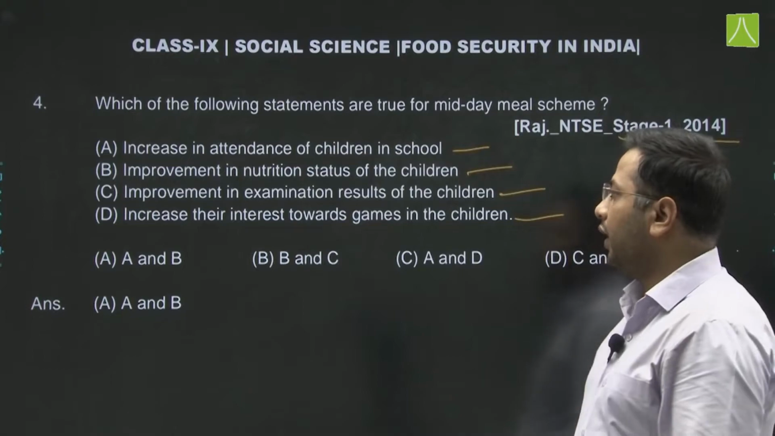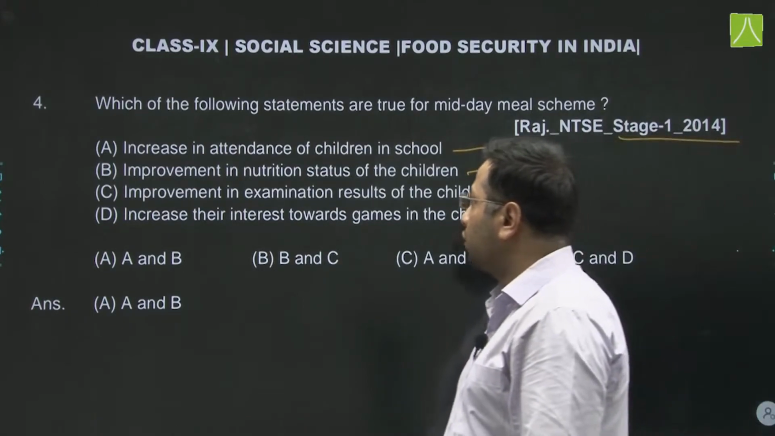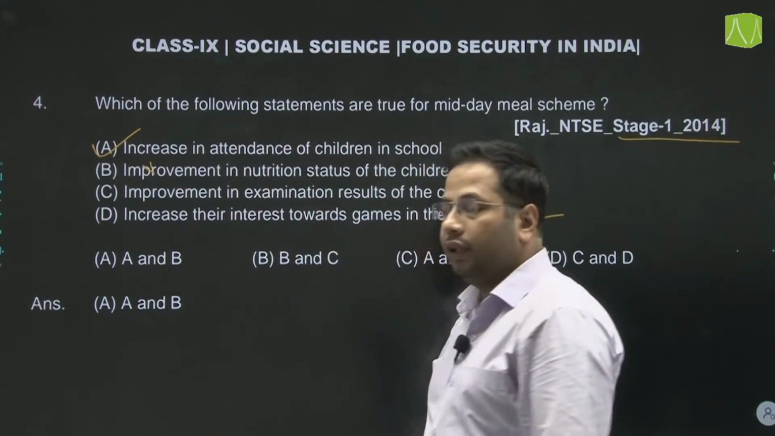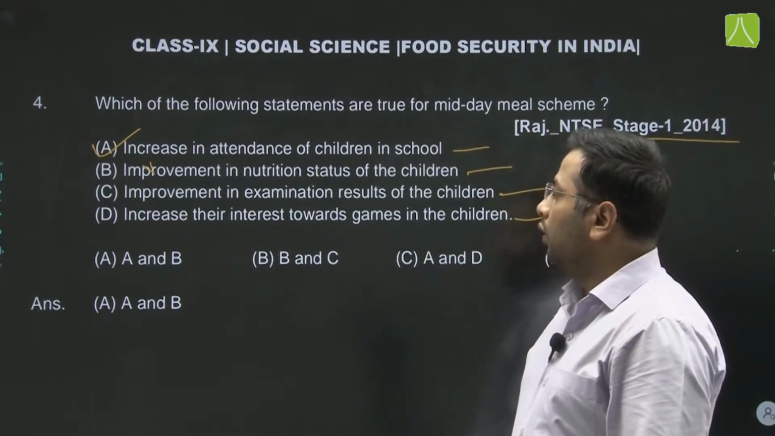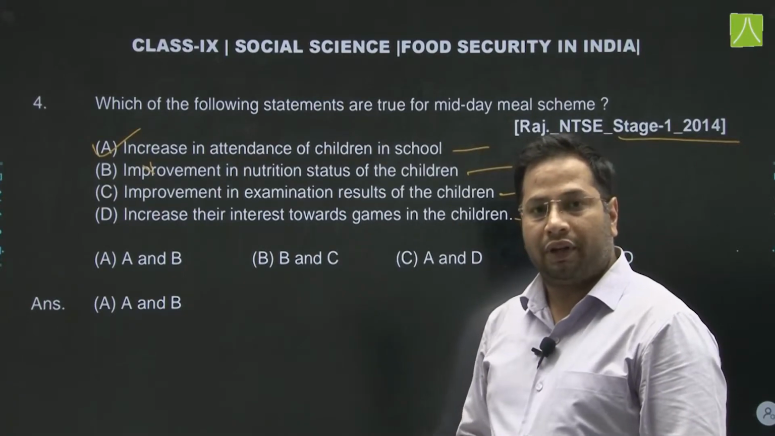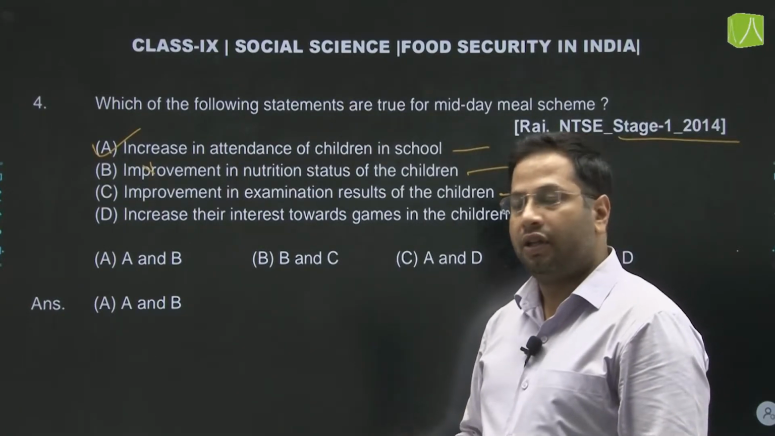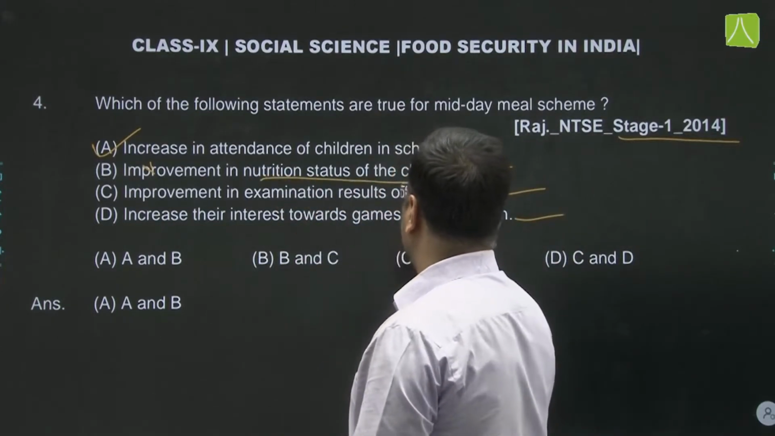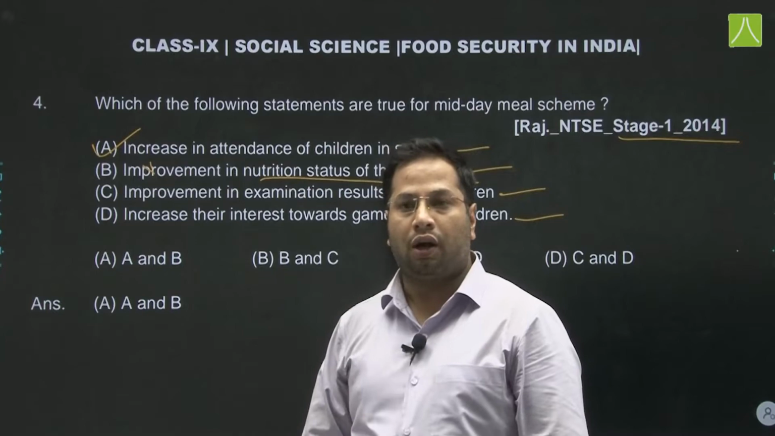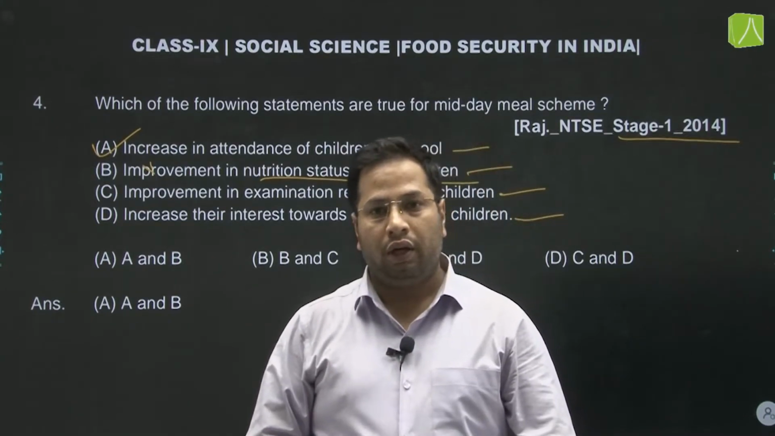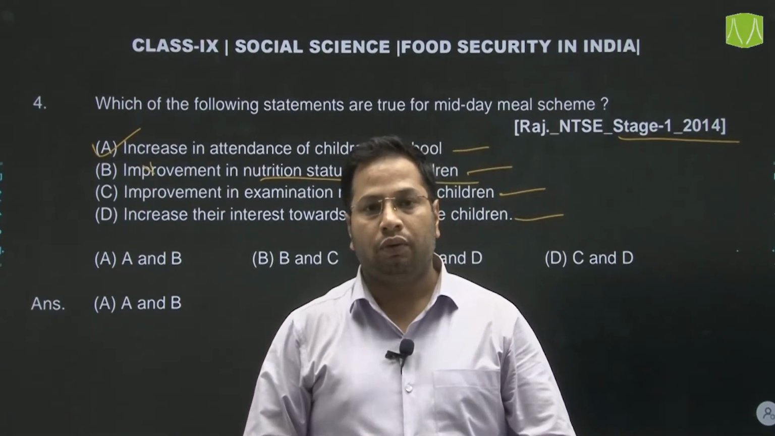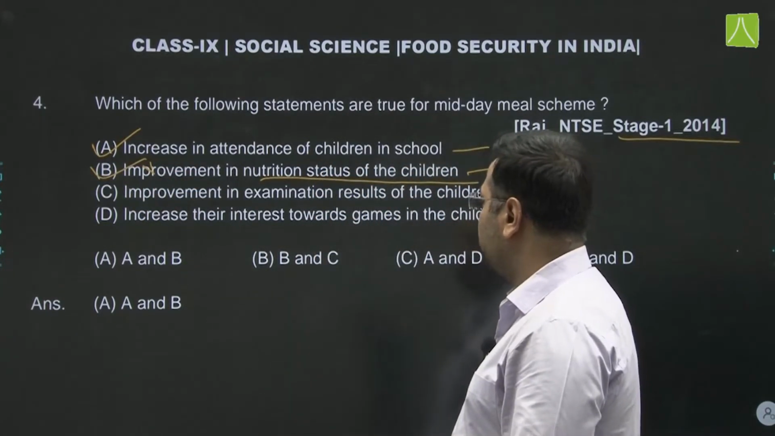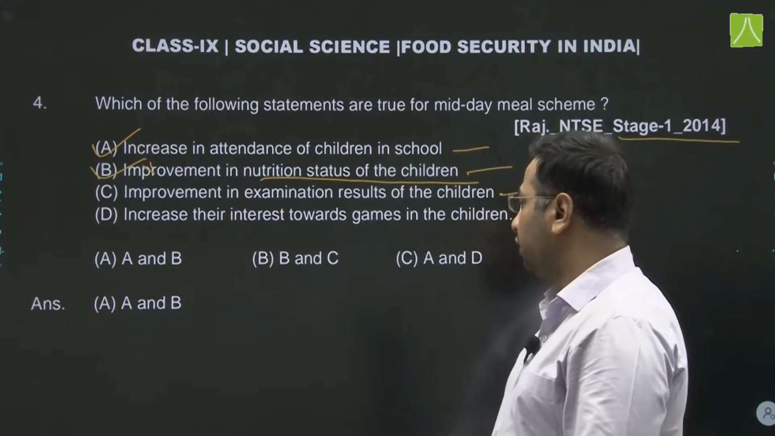Okay, the first one which we have here, increase in attendance of the children in school. Definitely because of this scheme, that is the midday meal scheme, the number of students has increased, their enrollment in school has increased, this is correct. Then the next one, improvement in the nutrition status of the children. Definitely those people who are coming and attending school are getting good nutrition now. So the second one is also correct, improvement in the nutrition status of the children. Then we move on to the next one.